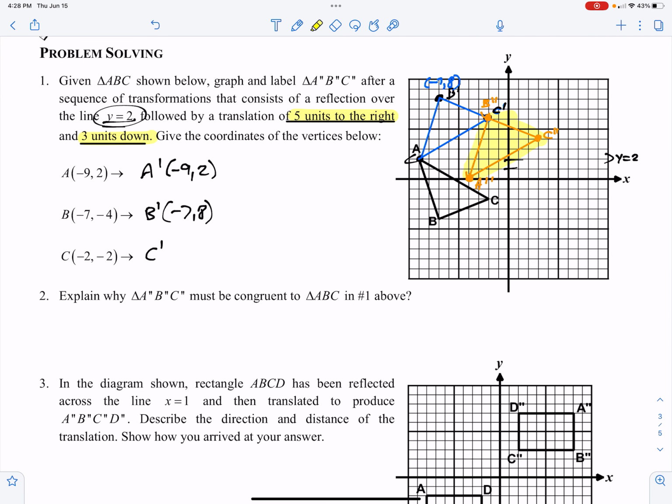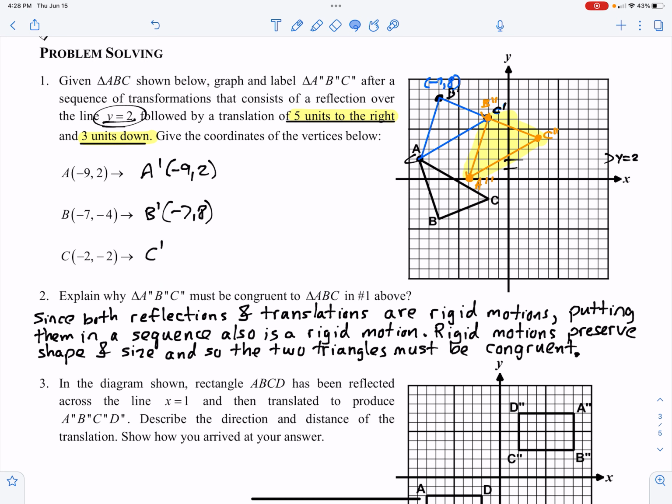Explain why A double prime, B double prime, C double prime must also be congruent to the original triangle. Well, since reflections and translations are rigid motions, putting them in a sequence is also a rigid motion, and rigid motions preserve shape and size. So the two triangles must have the same lengths, therefore they must be congruent.